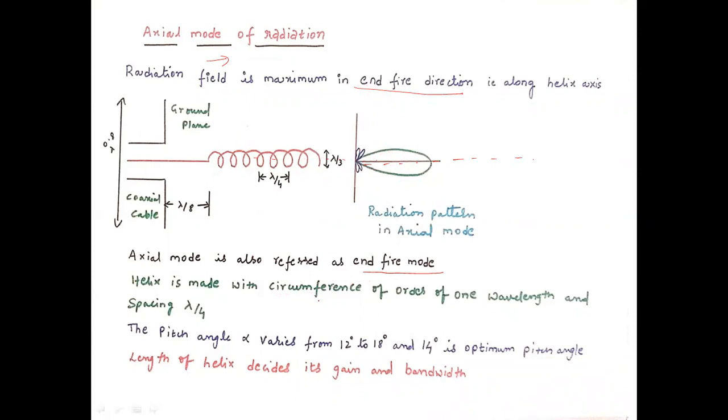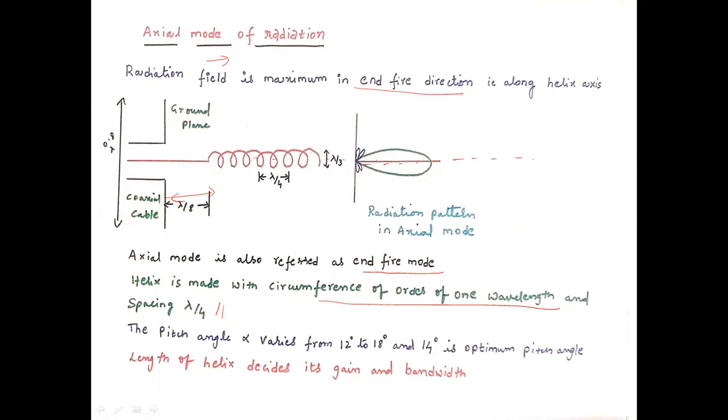In this, the circumference of the helix should always be in the range of one wavelength, and the spacing should be lambda by 4. So here in the diagram, we have specified all the parameters: the spacing between the ground plane and helix should always be lambda by 8, and the entire length of the ground plane should be 0.8 lambda, and spacing should be lambda by 3. Here the total diameter should be lambda by 3.